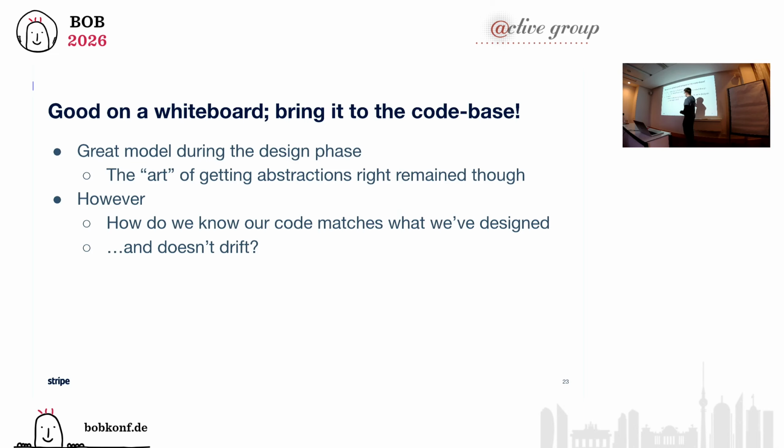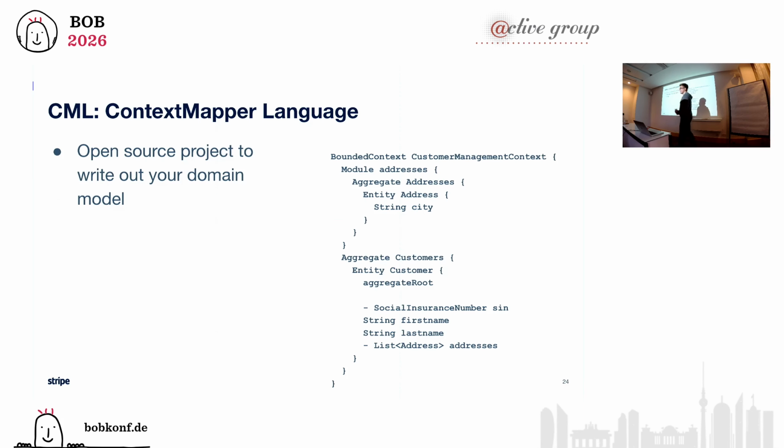So the other question we were asking ourselves was, how do we know that the code we actually write matches what we've designed on the whiteboard, and how do we prevent it from drifting, which was a problem we had earlier? So we found this, I think it was someone's PhD project, called ContextMapper. I don't know if you've heard of it before, but it's basically a DSL, a little language that you can use to encode your DDD context map, your world, and represent it in a textual way.